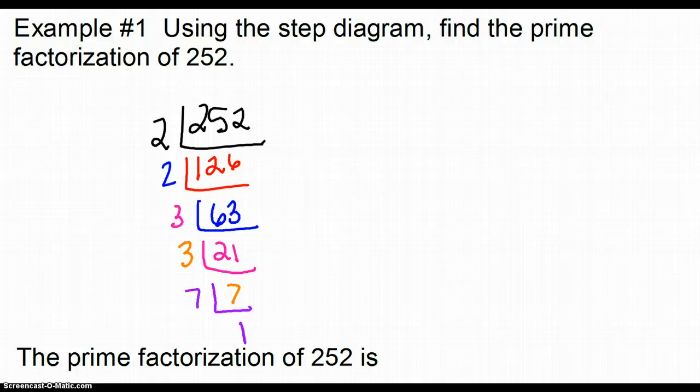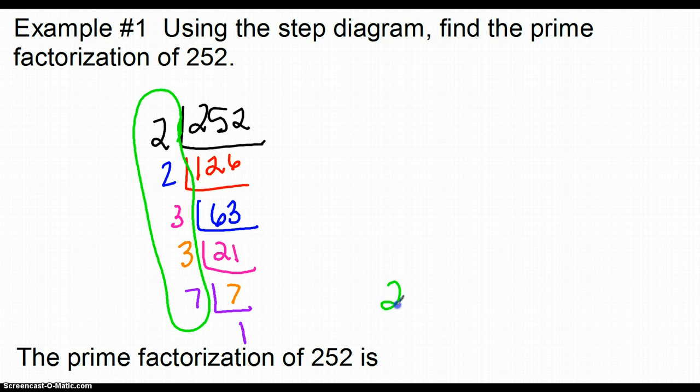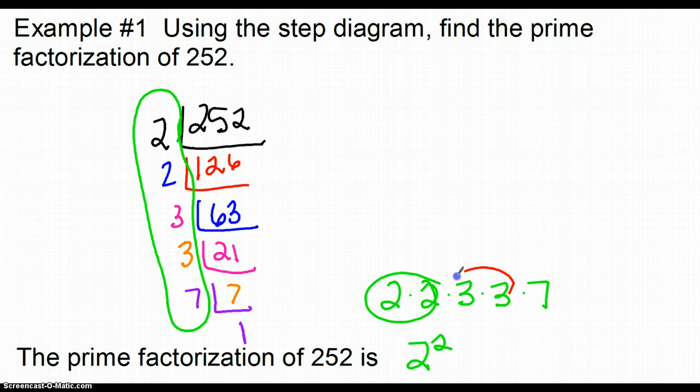These numbers over here, if I can get a new color, these numbers over here are my prime factorization. So I have 2 times 2 times 3 times 3 times 7. So I can group those together. Say 2 squared. I can group the 3's together and say 3 squared, and then 7 is still times 7. So that is how you write the prime factorization of 252 with a step diagram. You can also have different variations of numbers over here, but your answer at the end will always be the same prime factorization.